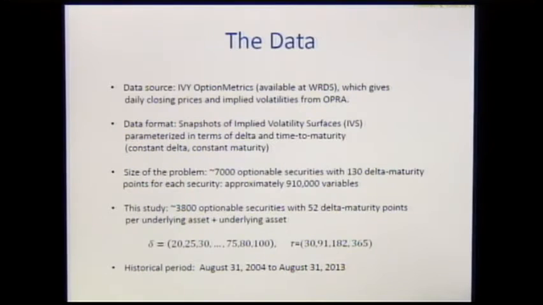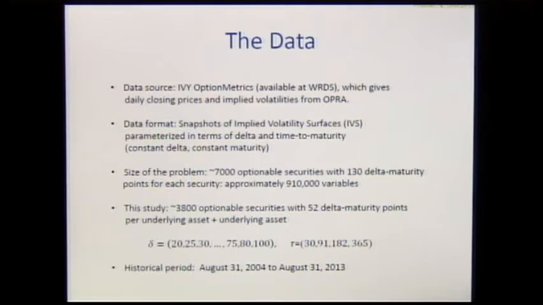So for the first part, which is that trip through all the volatilities of the United States stocks, I'm going to use IvyDB OptionMetrics, which is available at WRDS, a public database, which gives you daily closing prices and implied volatilities from OPRA. OPRA is the Options Price Reporting Authority, the United States official provider of settlement prices for options. The data format are snapshots of implied volatility surfaces, which are basically averages of implied volatilities using a Gaussian smoother.